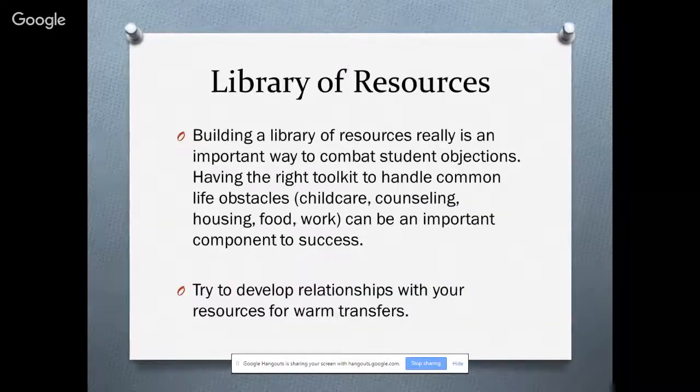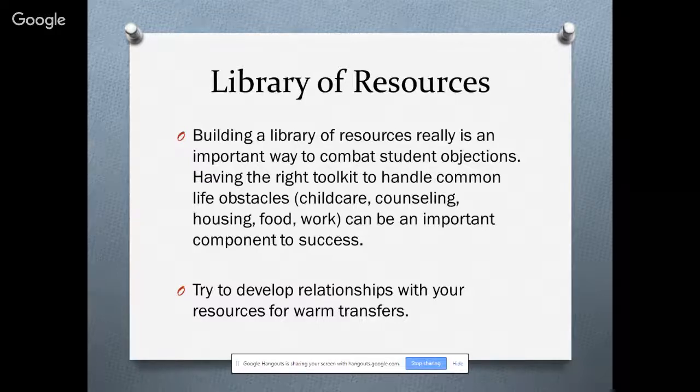So, overcoming student objections. One of the first things that you need to do, and this is not quite step one yet, but in order to do any of these steps, you really need to build a library of resources to combat student objections. You need to have the right toolkit. You need to have the right resources for students to access to say, hey, we have resources available. We know of resources that can help you in this particular area. Otherwise, overcoming objections a lot of times will be for naught.